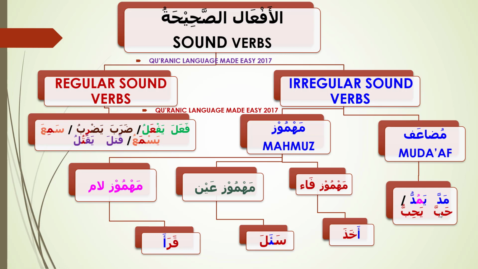So these were the two types of sound verbs: the regular sound verbs, the normal ones, and the irregular sound verbs. Again, they are divided into two types, Mahmuz and Muda'af. Mahmuz is again divided into Mahmuz al-fa, al-ain, and al-lam.